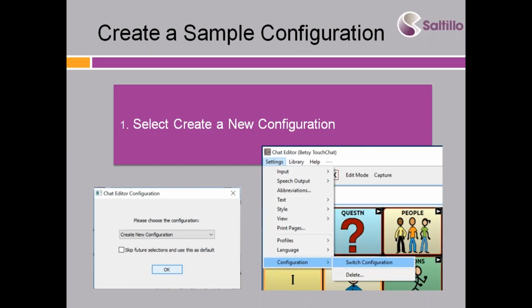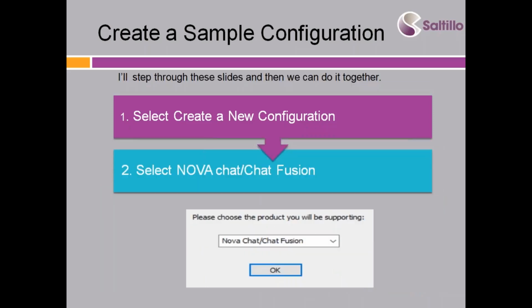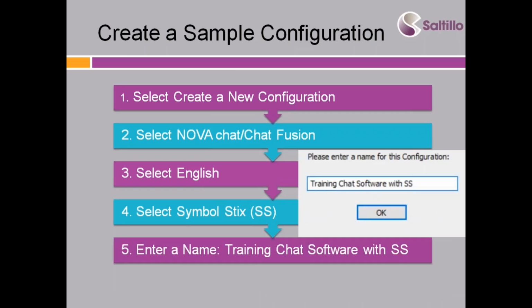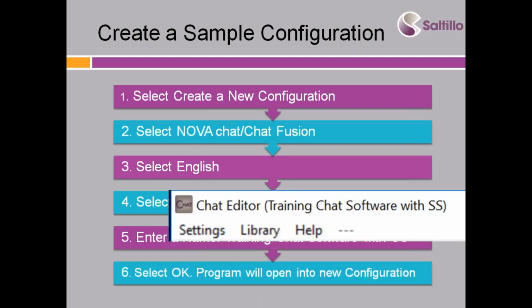So you go to configuration, switch configuration, and then when you scroll down to the bottom of that, you will see create a new configuration. We're going to do it for Joe Training, and his was a NovaChat, Chat Fusion. He did English, and he did symbol sticks. Put a name on it, and it'll be there for you. Click OK, and it's going to open up to this new configuration.